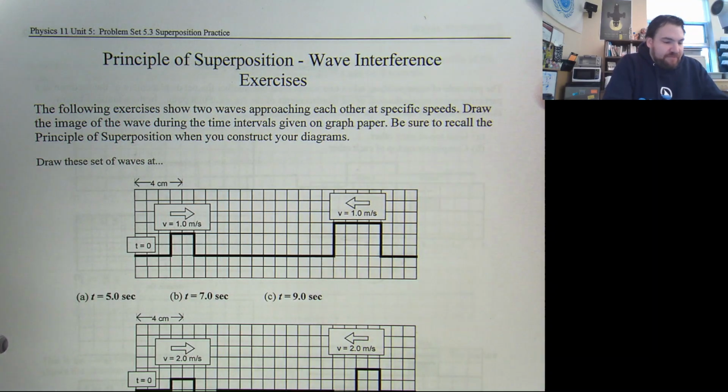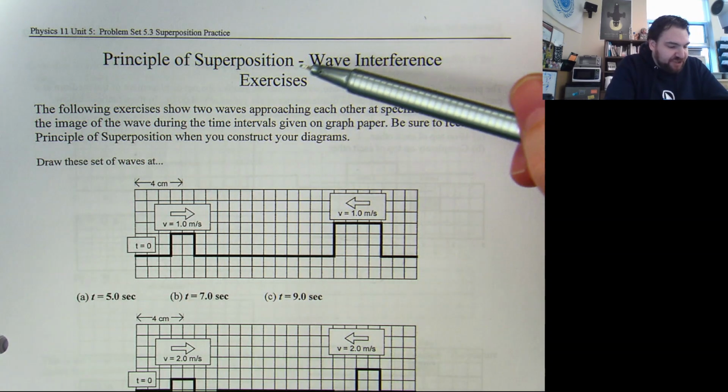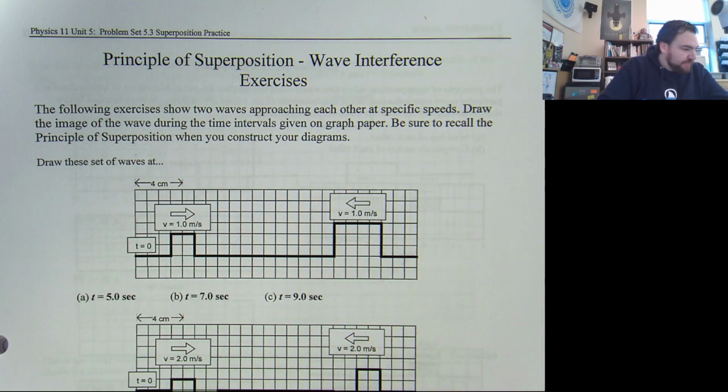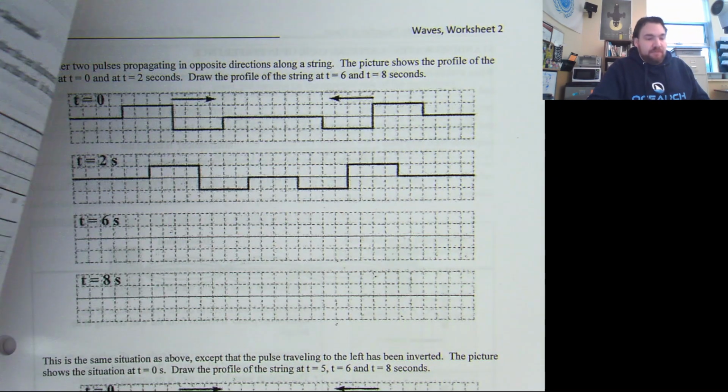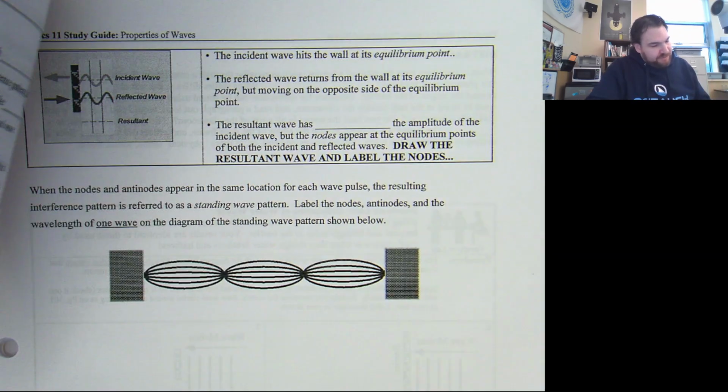Okay, so the idea that these waves are going to interfere with each other is called the principle of superposition. I'll do a couple examples of this and then leave you to play with this, I think is where we're going to end it here today.